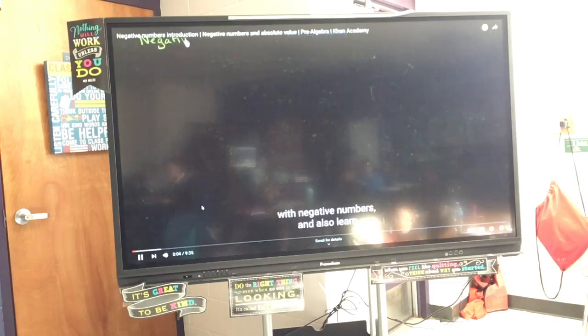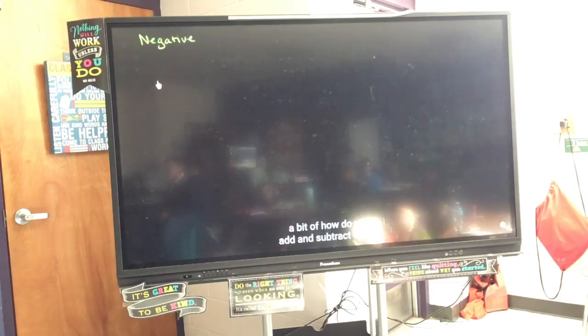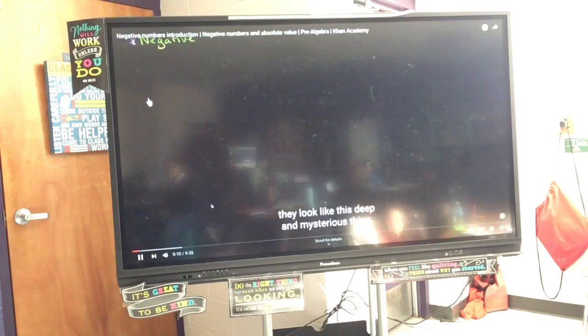Negative numbers, and also learn a bit of how do we add and subtract them. And when you first encounter them, they look like this deep and mysterious thing. If you want, while this is playing, you can add some colors to your notes page. Or you can just sit and listen.